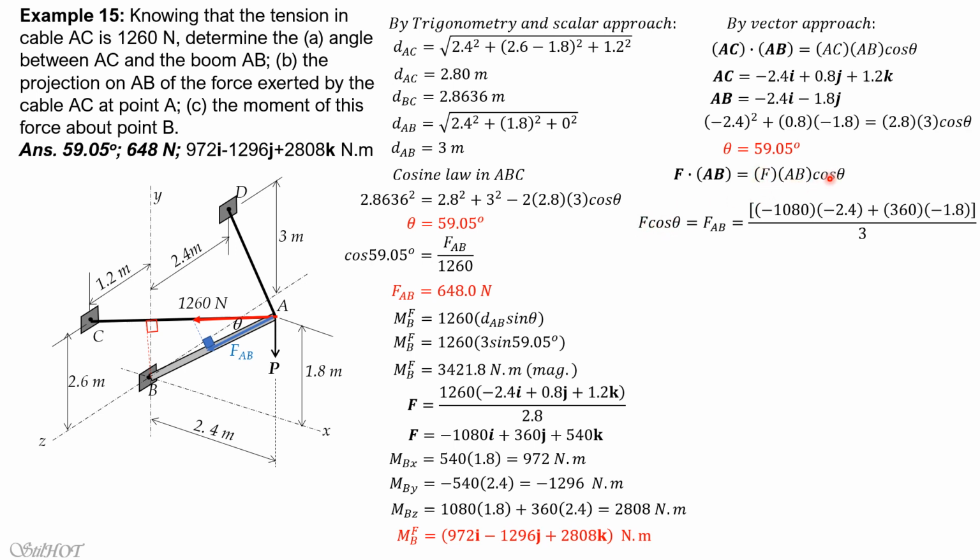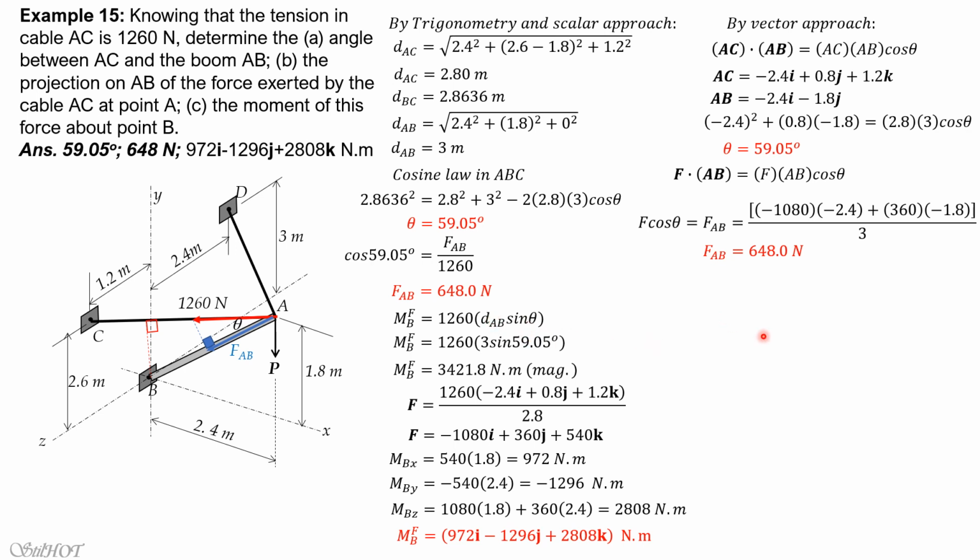So F cosine theta, which is this magnitude here, is equal to F dot AB divided by magnitude of AB, because F cosine theta is the one we want to find, the component of F in the direction of AB. So negative 1080 times negative 2.4 plus 360 times negative 1.8, which is that. There's no z component, divided by the magnitude of AB, which is 3. So solving for F cosine theta, or FAB, it is equal to 648 newtons.